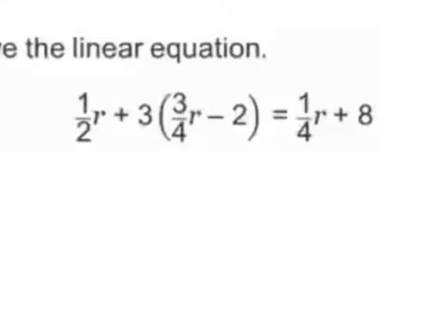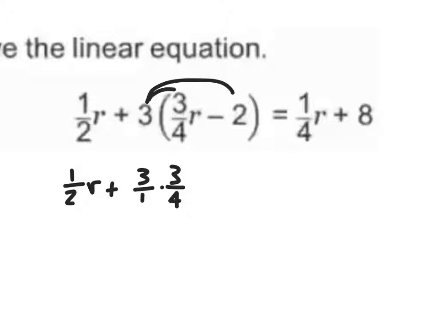Now what I'm going to do is first clear my parentheses. So I notice I have parentheses here. I have 3 times 3/4 r minus 2. So I'm going to distribute my 3 into each of those terms. I'm going to write 1/2 r plus 3 over 1 times 3 over 4 times r plus 3 times negative 2, and that's going to equal 1/4 r plus 8.